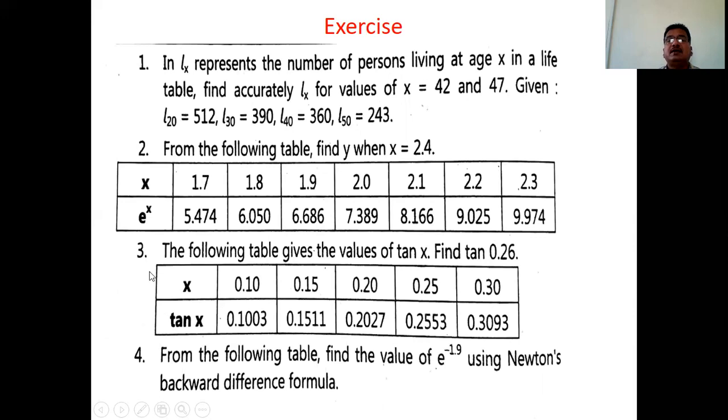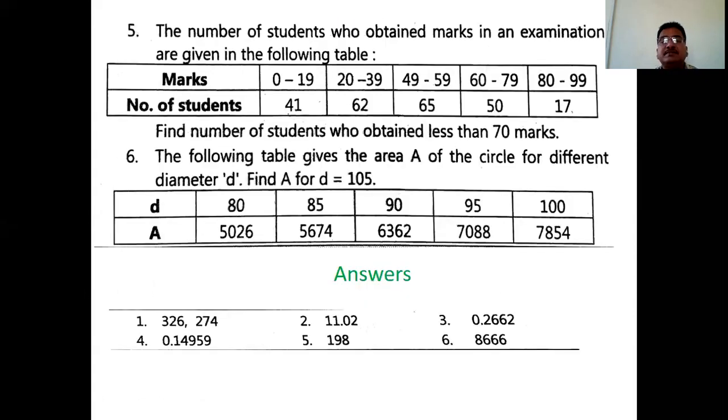So these are the exercises on Newton's backward interpolation formula. So same examples. So solve all these examples. The answers are given.